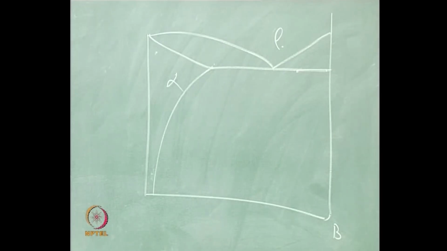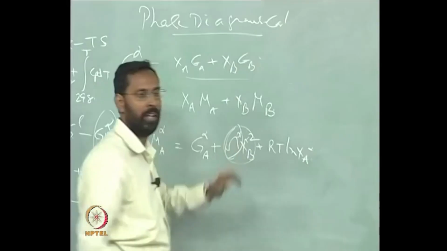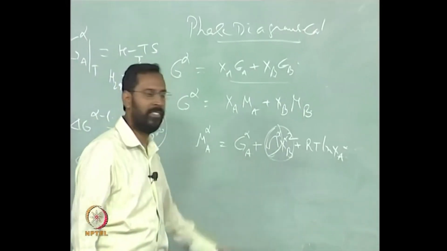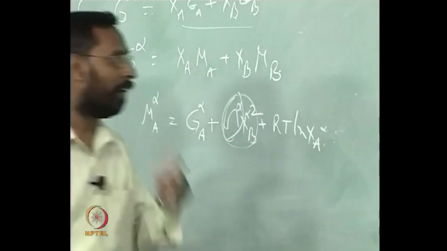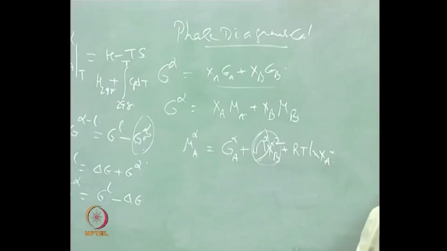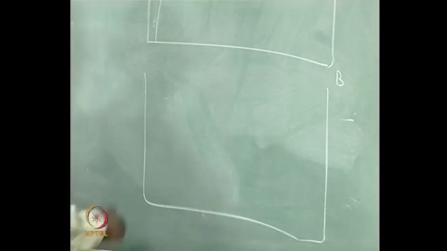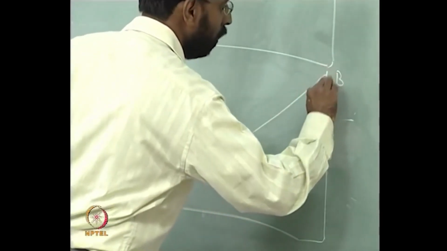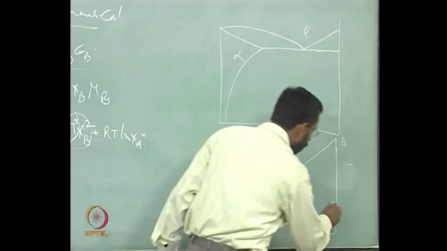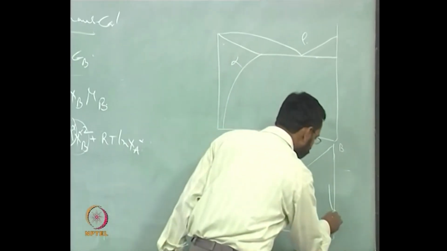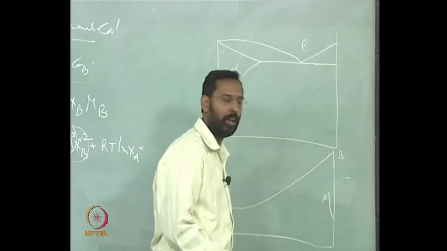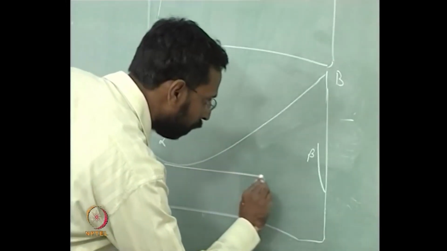For example, take this equation where mu A, the chemical potential, is G_A plus omega alpha into x_B square plus RT x_A ln x_A, and try to draw a free energy composition diagram here. If I draw a free energy composition diagram, how does it go? So this is for alpha, and you have a beta. Beta actually is a B, pure B. I can simply write it as beta here, which is almost like a pure B, and draw a common tangent between both of them.